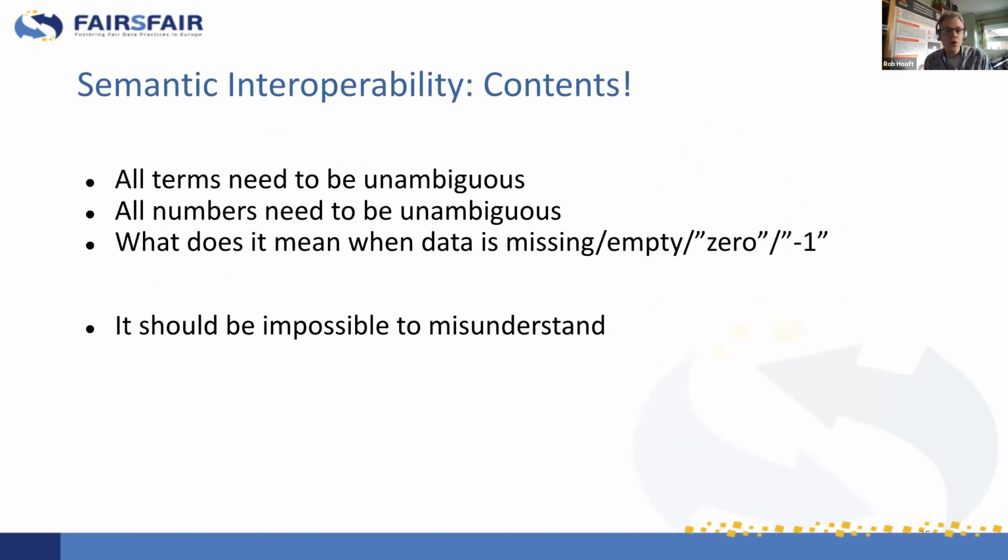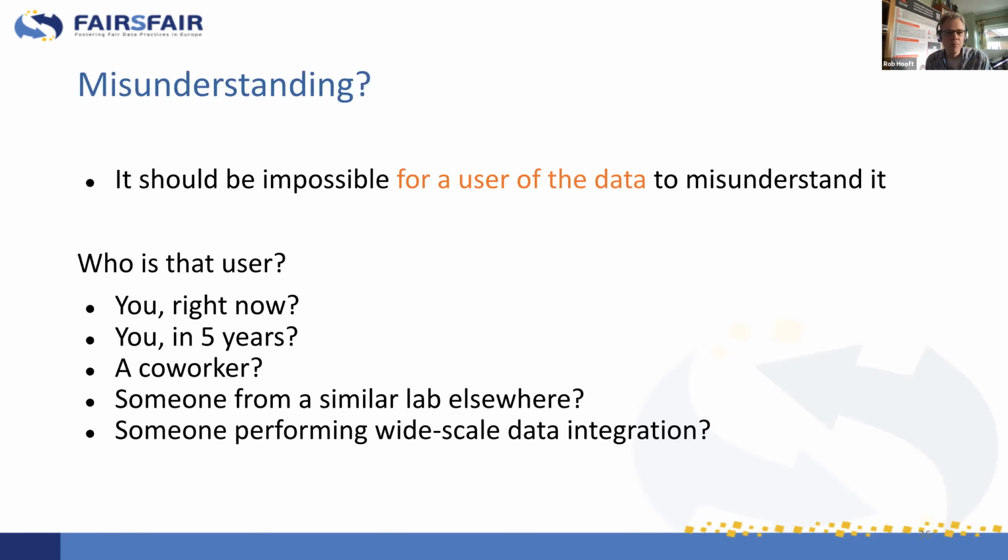A third thing that really needs to be present if you want to make sure that you're interoperable is that you know what it means when the data is not there. There are special meanings to empty strings, empty values, zero values, or even negative values. Basically, you really have to make sure that it cannot be misunderstood. But if we say not possible to misunderstand, by whom are we talking? Well, it shouldn't be possible to misunderstand by any user of the data.